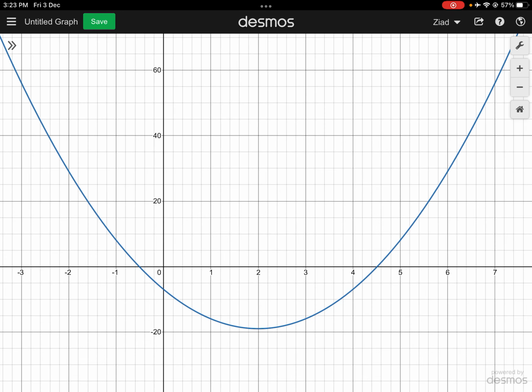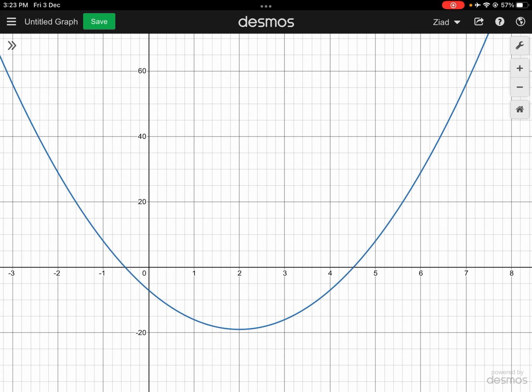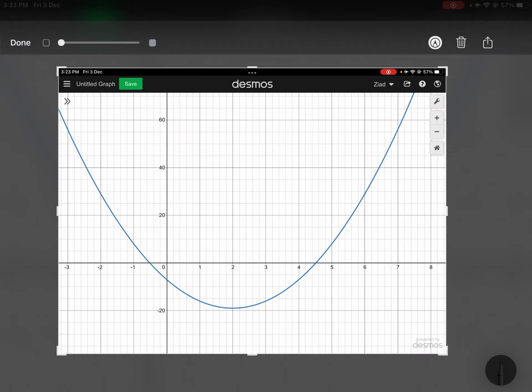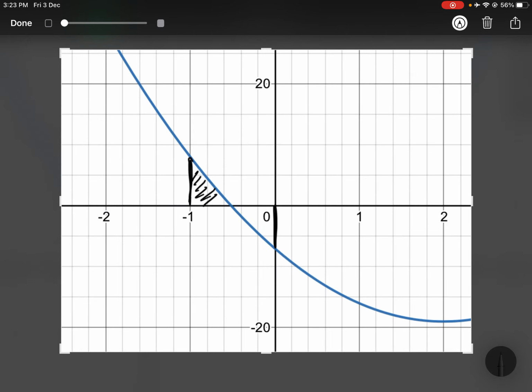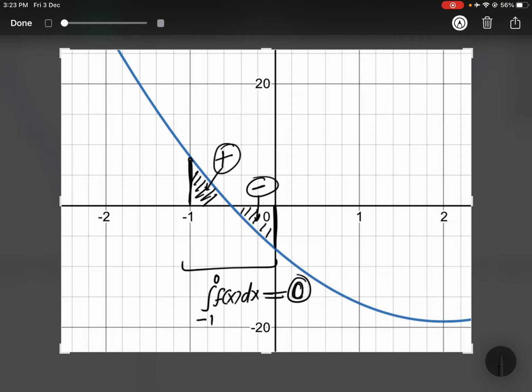In fact, maybe I can do it easier this way. So where is 7? Yeah, we can show 7 here. Okay, now I take a photo and show you on the photo. Look, from -1 and then to 0, this part here is the same as this part here in area, but this one we gave a positive and this one we gave a negative. So when we take both of them, the integral from -1 to 0 of this function, we will get 0, because the positive and the negative are equal but in opposite directions in some sense, if you want.